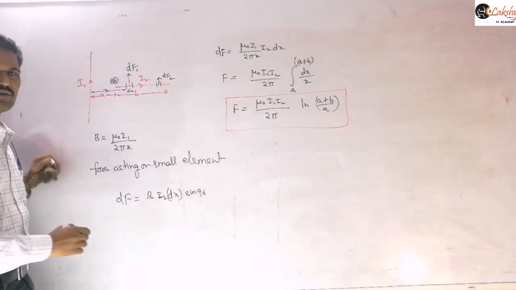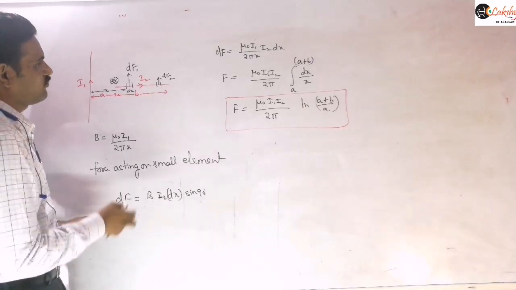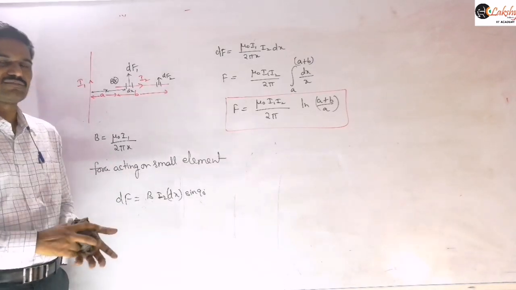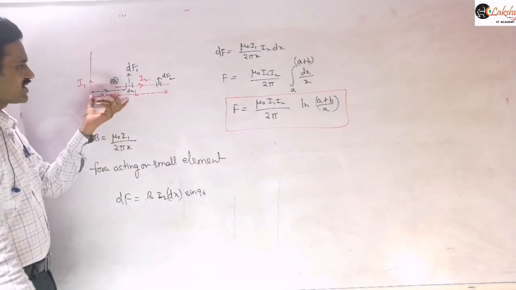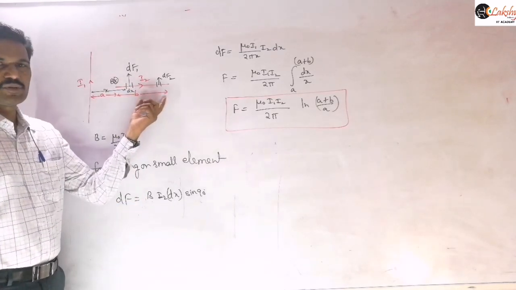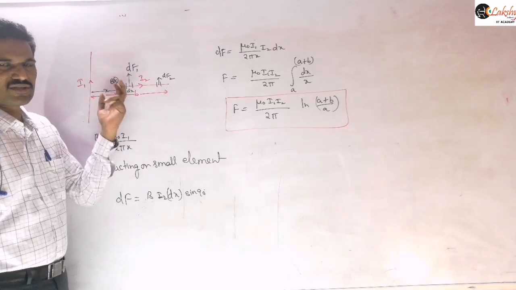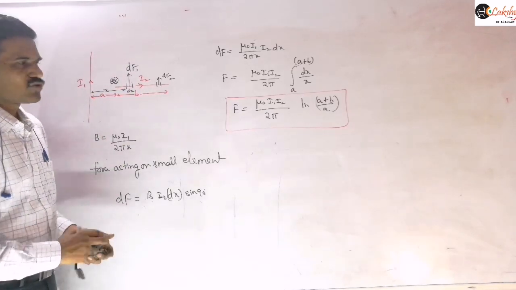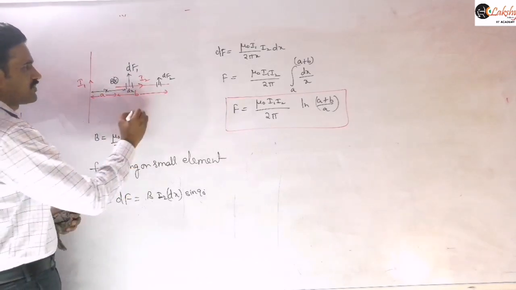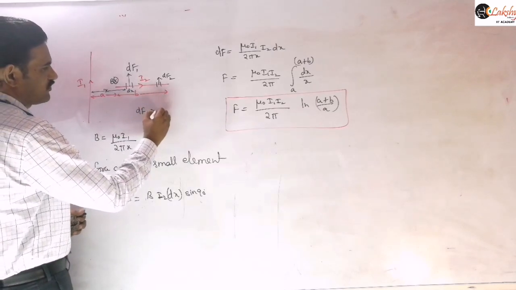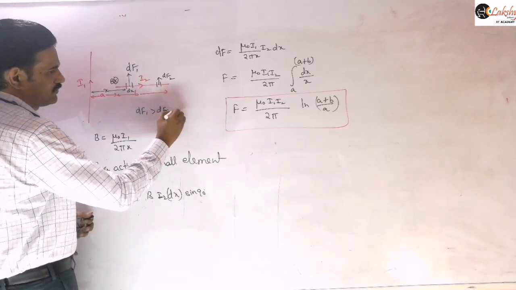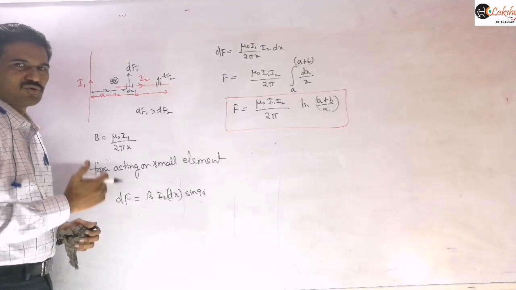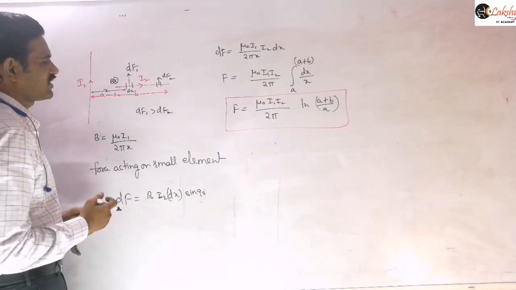If you are taking another element there, whether dF1 is greater or dF2 is greater. Clearly you can say that here the magnetic field is strong when compared to that. So here the magnetic field is strong, which means a strong force will be there. That means dF1 is greater than dF2, you can write. Right? To answer which type of motion it will execute.